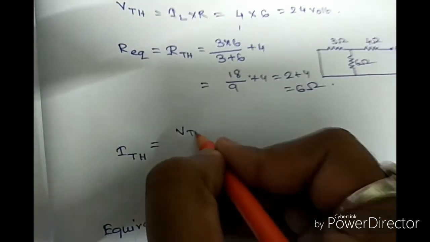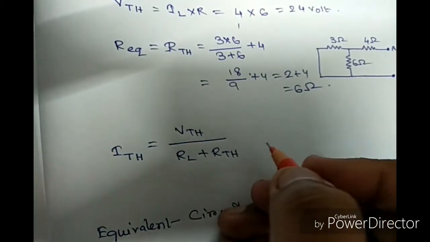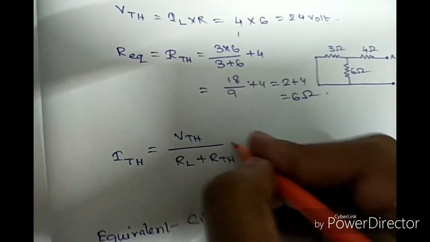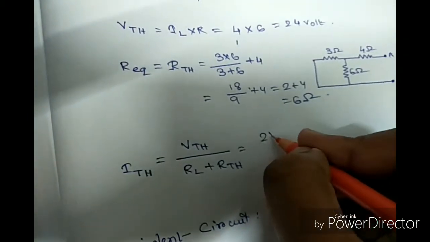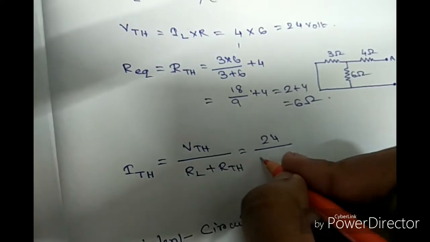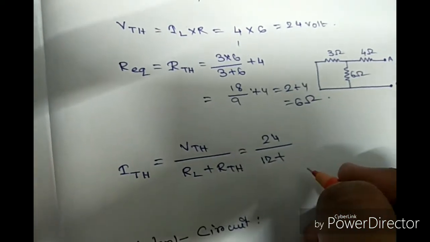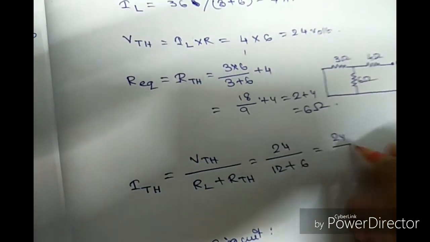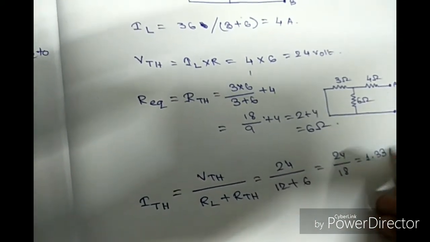Next we have to calculate the Thevenin's current, and in the exam we have to calculate this. The formula is Thevenin's voltage divided by the load resistance plus Thevenin's resistance or equivalent resistance. Here we have calculated the Thevenin's voltage before, that is 24 volt, the load resistance is 12, and the equivalent resistance is 6 ohm. So after calculation we get 24 by 18, and that will be 1.33 ampere.